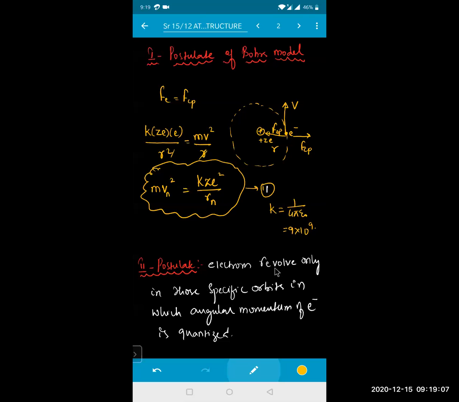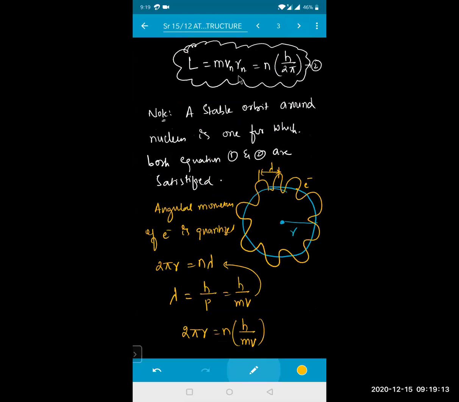The second postulate says that the electron revolves only in those specific orbits in which angular momentum of the electron is quantized. That means L is equal to mv n rn, that is equal to n into h by 2 pi. The stable orbit around the nucleus is the one for which both equation 1 and equation 2 are satisfied. Now I'm explaining how I got this relation. When the electron is revolving around the nucleus, the total circumference is n times the wavelength, that is n into lambda. And we know that lambda is h by p, where p is m into v.